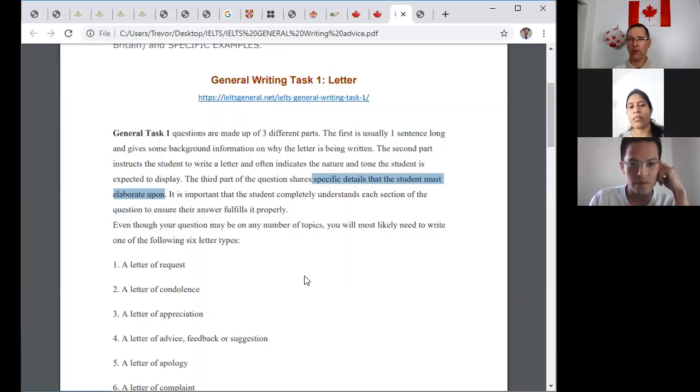So for example, it might be you're living in a certain place, you have a problem with your landlord, write a letter explaining what the problem is, what the details about it, and then how you want the problem solved.